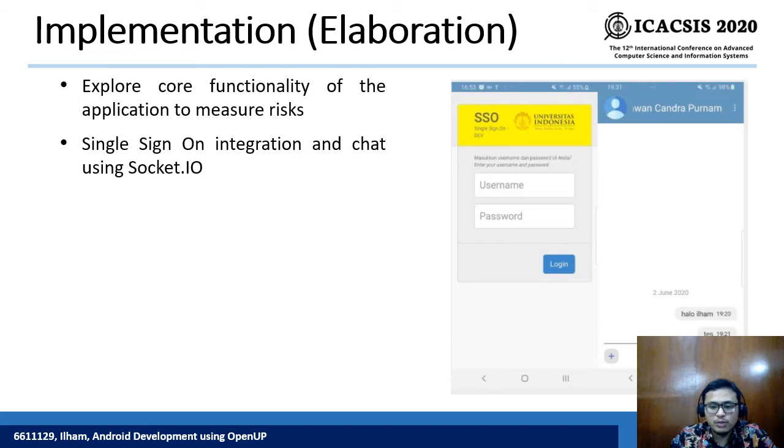During the second phase of the implementation, which was elaboration, we explored core functionality to measure the risks, and we also explored the tech stack that we haven't used, such as the single sign-on integration. So we integrated the single sign-on from our campus, Universitas Indonesia, to our application. Of course, this was a development version, and we also integrated the chat services. We simulated it using socket.io, and then after we got approval from the stakeholder that, okay, this is quite good, let's go, we jumped to the next phase, which is construction.